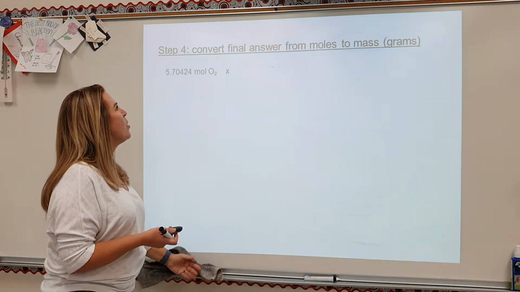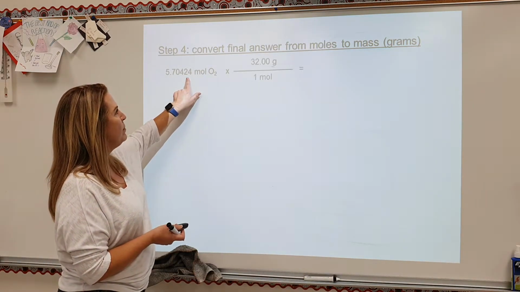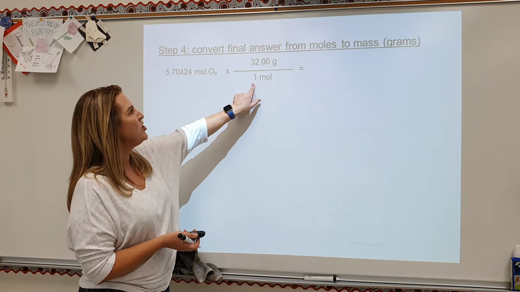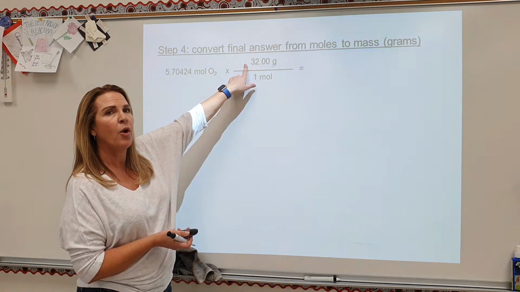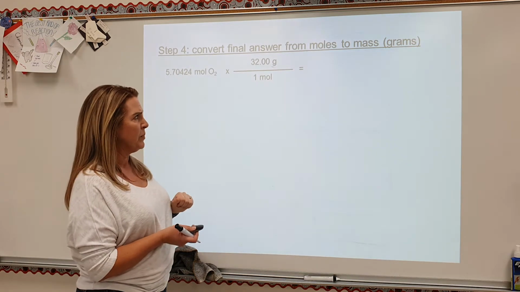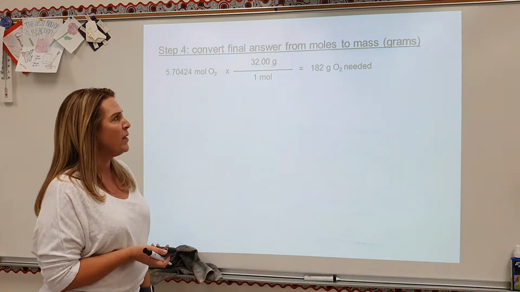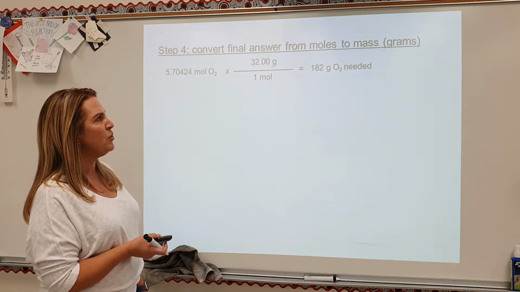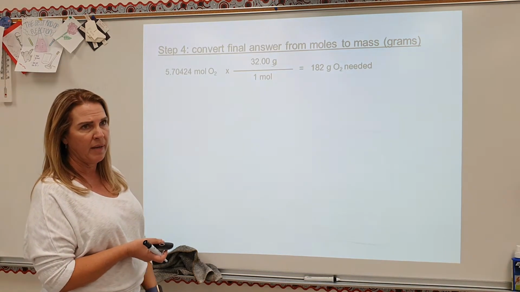All right, so here's our moles of oxygen from the last problem. And for every 1 mole of oxygen, oh, remember, it's O2. So it's 16 times 2 or 32 grams. And now we're going to round our final answer to 182 grams of oxygen are needed.